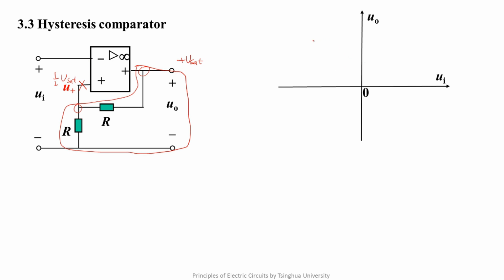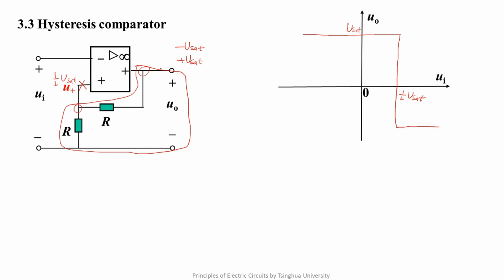This is a characteristic curve of input versus output. Once the input is greater than half of U-set, the inverting input is greater than the non-inverting input. Due to the characteristic of positive feedback, the output changes to negative U-set very fast. The increase of input makes the inverting input much higher than the non-inverting input, so the output keeps negative U-set.